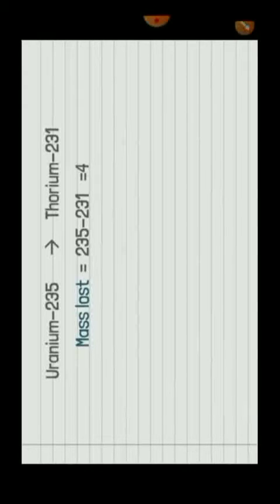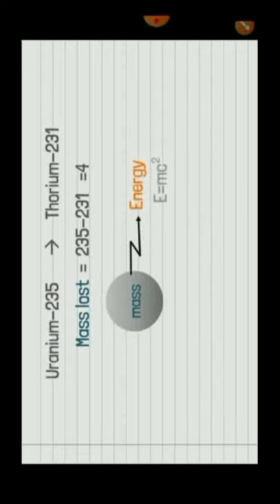But if we take the example of uranium, which is converted into thorium, the mass of uranium is 235 and the mass of thorium is 231. Here the mass of the reactant is not equal to the mass of the product. Clear? See, the mass lost is 235 minus 231, means a total of 4 unit mass is lost. So what about this lost mass? See, this lost mass is converted into energy.